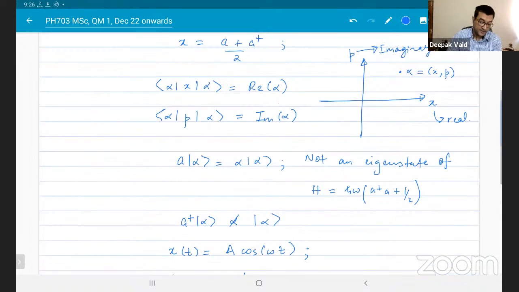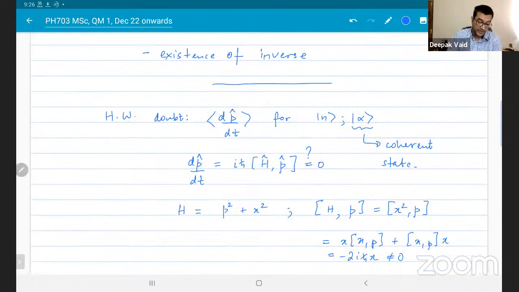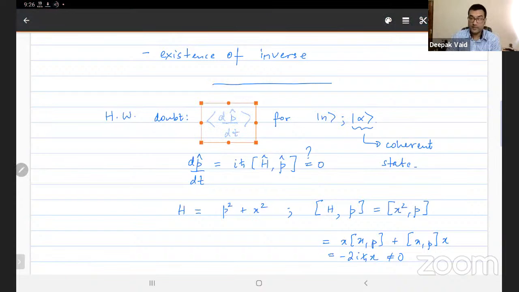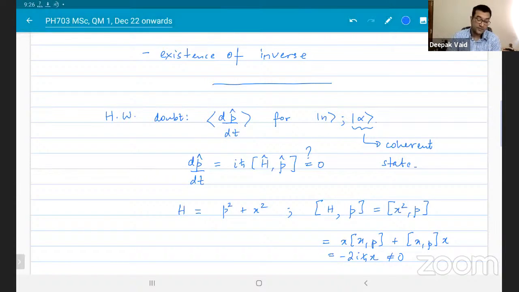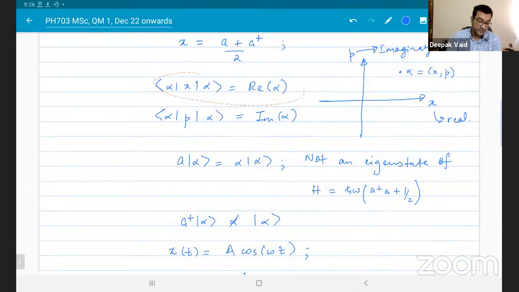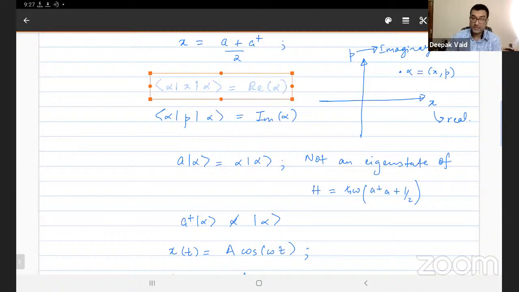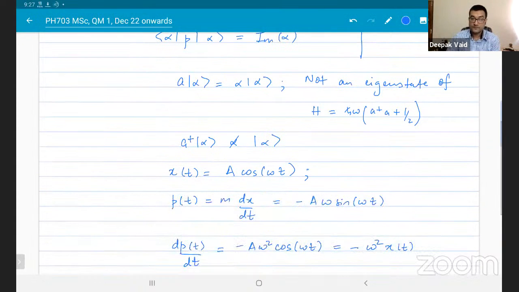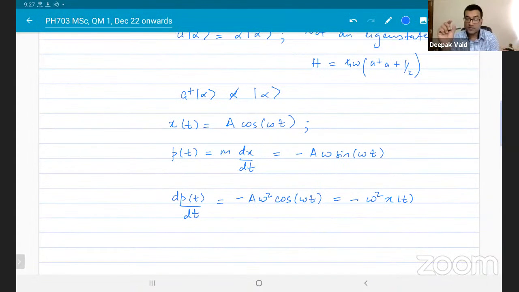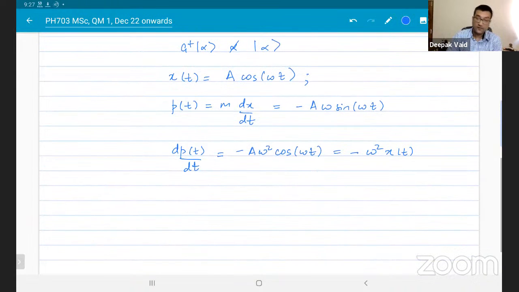So this makes sense. If I take the expectation value of dp by dt in the coherent state, I'm getting something proportional to x, or more precisely proportional to the expectation value of x. This is the reason why we refer to the coherent state as a classical state, because it obeys these classical equations of motion.